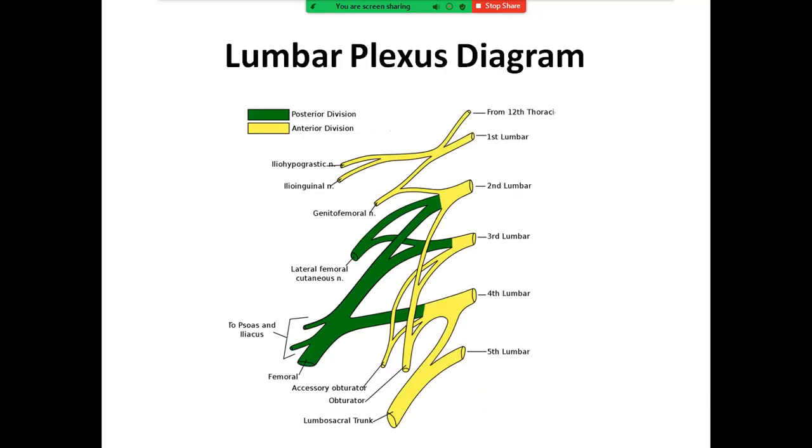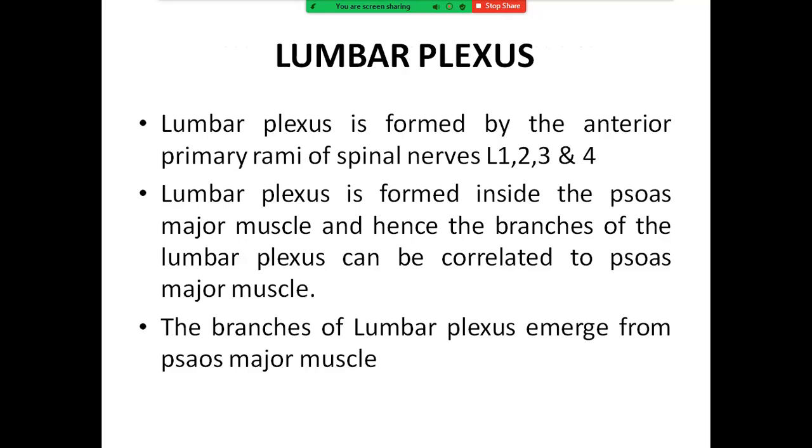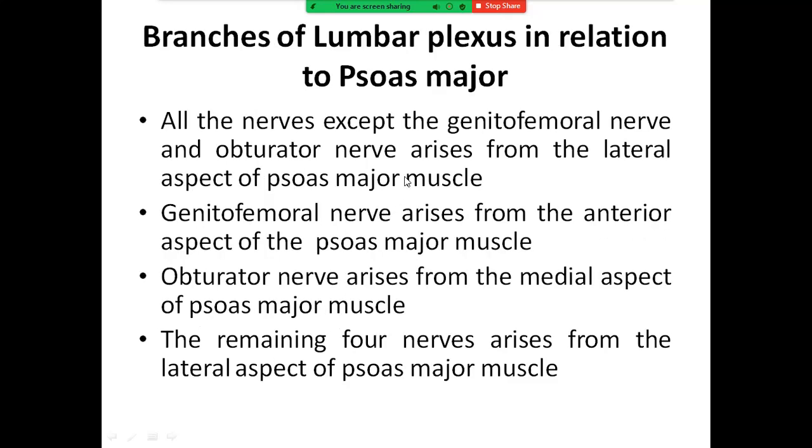Coming back to the psoas major correlation, I told you in the beginning that this lumbar plexus is formed inside the psoas major muscle. So hence the branches of the lumbar plexus can be correlated to psoas major muscle. Except the genitofemoral nerve and the obturator nerve, totally we have 6 nerves out of this. The first 4 nerves, except these 2 nerves, all the other 4 nerves arise from the lateral aspect of the psoas major muscle.